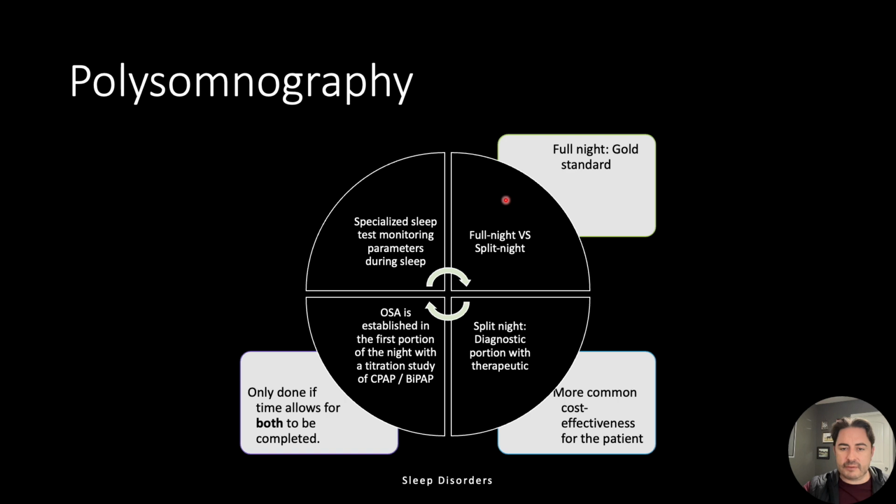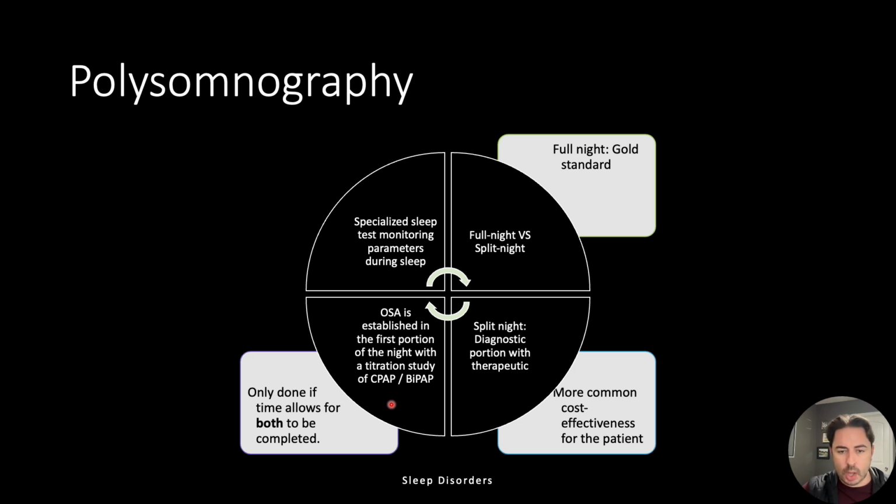When we talk about the full night versus the split night, full night would be utilizing the entire night to chronicle and document all of the events that patient has. A split night would be identifying the diagnosis and starting to get the therapy or the treatment that patient needs. Split nights are starting to become a little bit more common. It's definitely more cost effective for the patient, and it's easier for the clinicians because they are only scheduling one test instead of multiple. So some pros and cons when it comes to the split night versus the full night study.